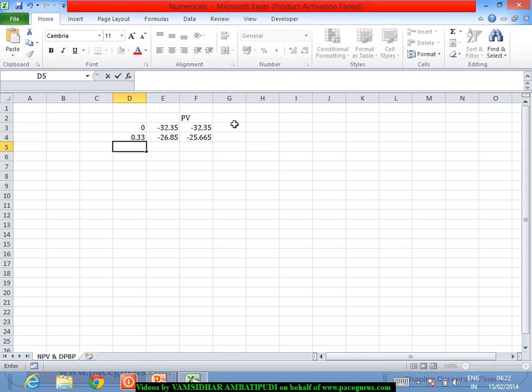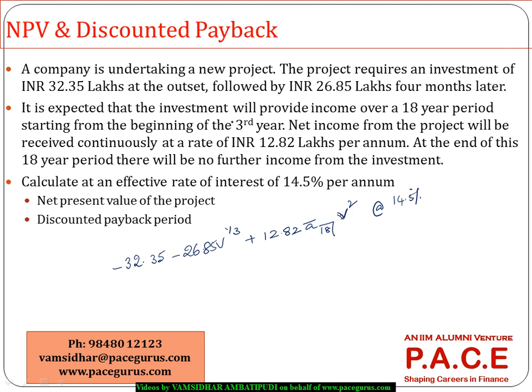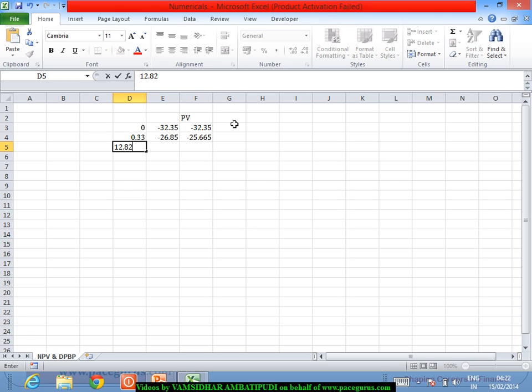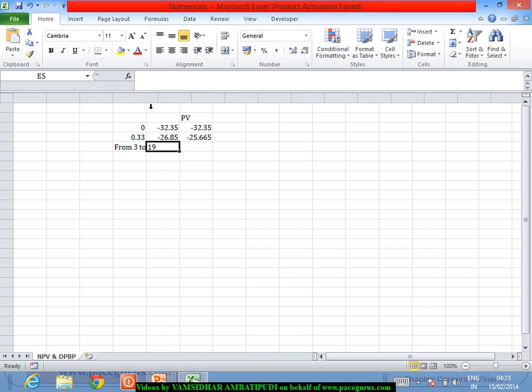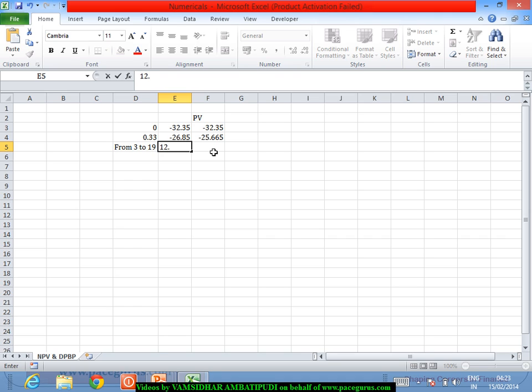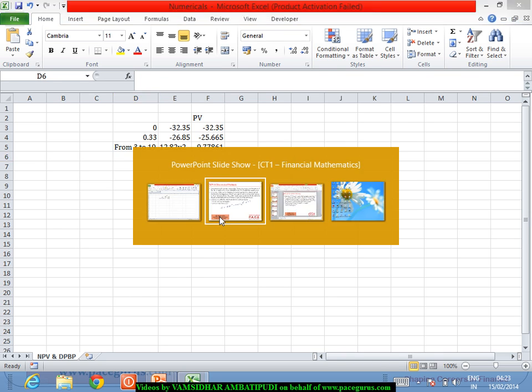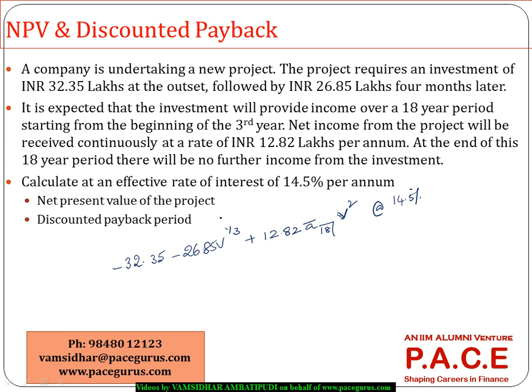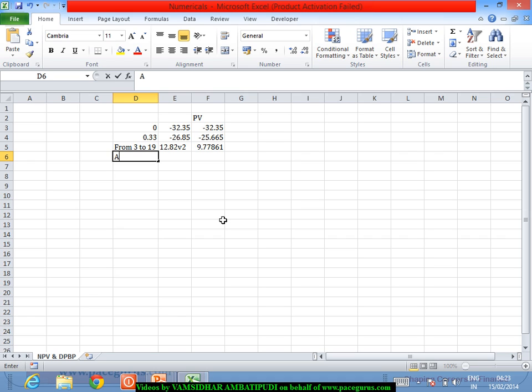Then we have, right from the third year onwards, 12.82 A bar V squared. From 3 to 19 years, we can take it as 12.82 every year V squared, and after that I multiply this with A bar 18. We'll try to see how we get the A bar 18, but 12.82 V squared, 12.82 divided by 1 plus 14.5% squared. So this is around 9.71 directly, and this 9.71 I have to multiply with A bar 18.